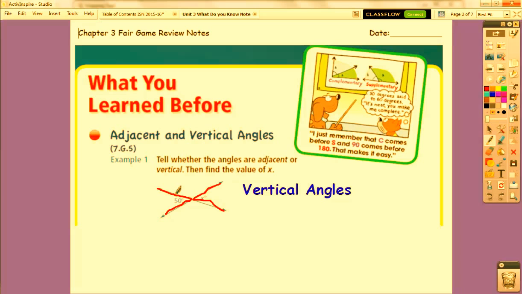To find the value of x, remember vertical angles are congruent, they're equal. So if this angle is 50, this angle also has to be 50. So therefore x equals 50.